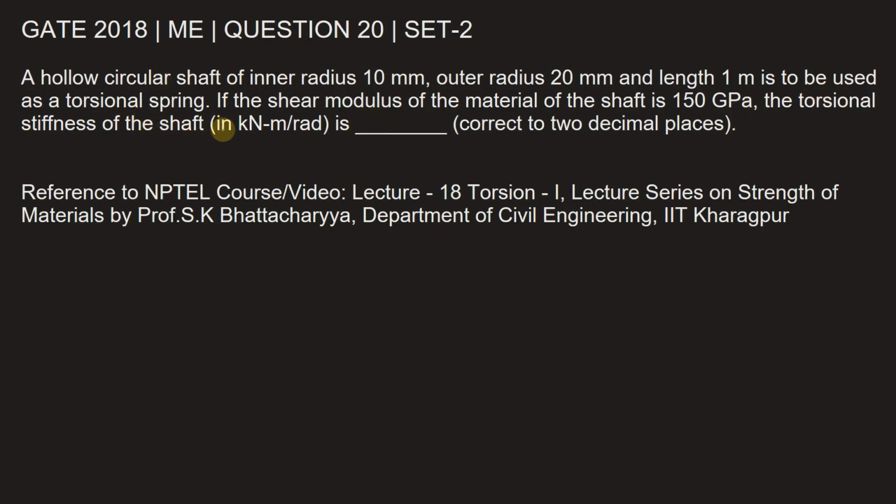Torsional stiffness of the given shaft in kilonewton meter per radian is 35.34. To learn more about torsion, you can refer to NPTEL video lecture 18, Torsion 1.